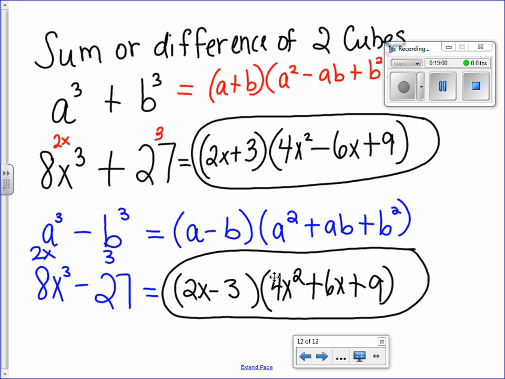Where does the A come from? Where do I get A? The first number. It's the cube root of the first number. Where do I get B? Cube root of the second number. How do I know it's a sum or difference of two cubes? Plus or minus what? Cubed numbers. These have to be cube numbers. Okay? And what is a cube number? A number that has a cube root. Okay, great. Look back at 4-4.